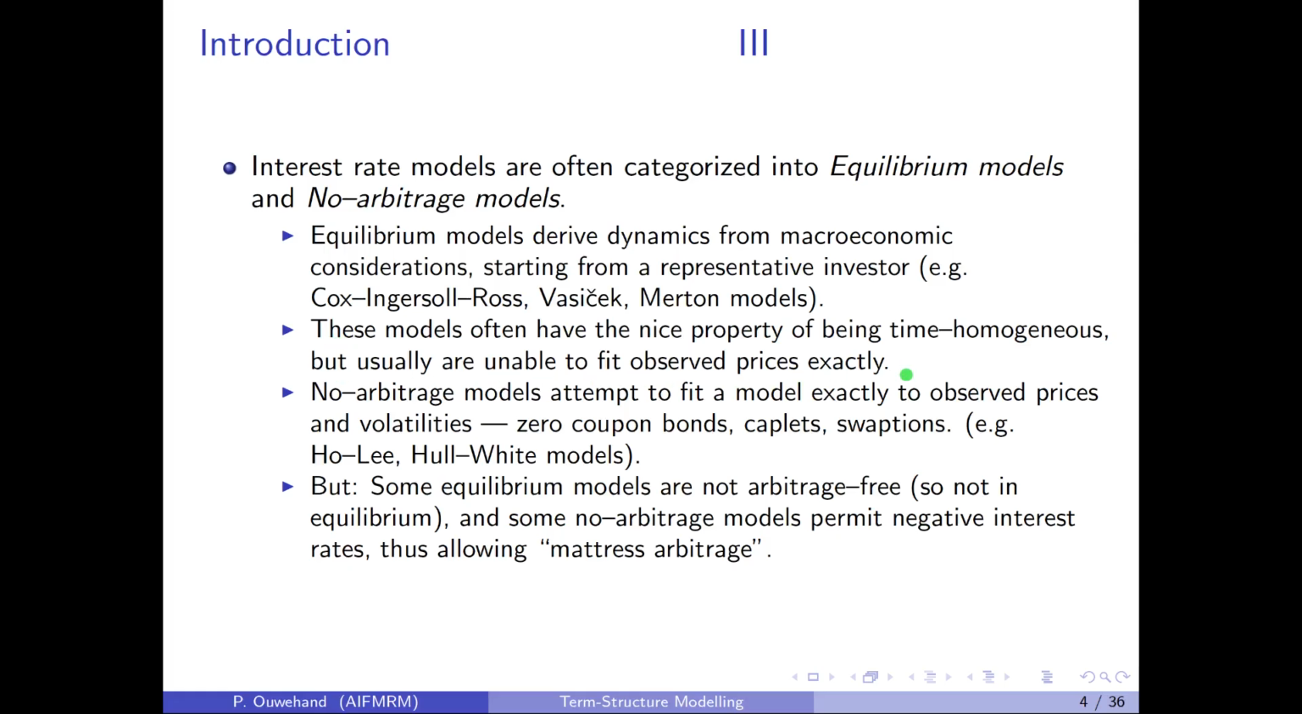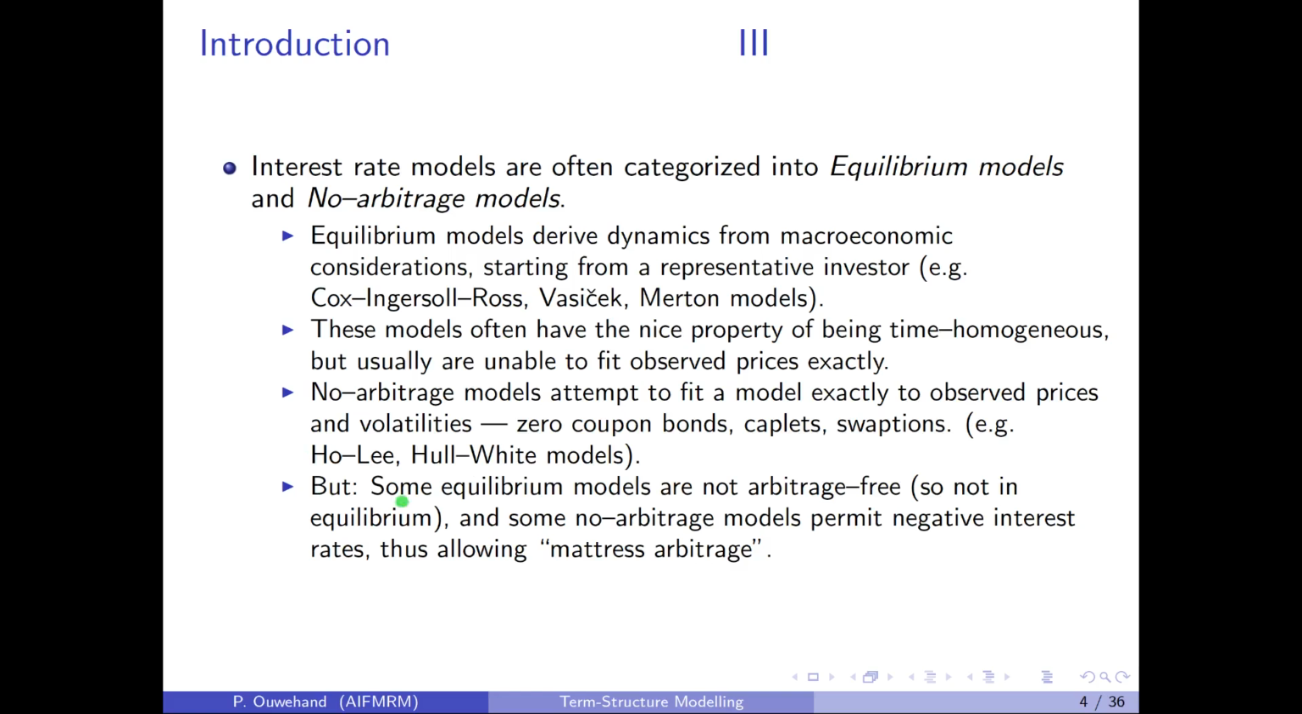In other words, they are wrong straight away. No arbitrage models, on the other hand, attempt to fit a model exactly to observed prices and volatilities. They use the prices of zero-coupon bonds, caplets and swaptions and calibrate to those. Examples of those are the Ho-Lee and Hull-White models that we shall see later.